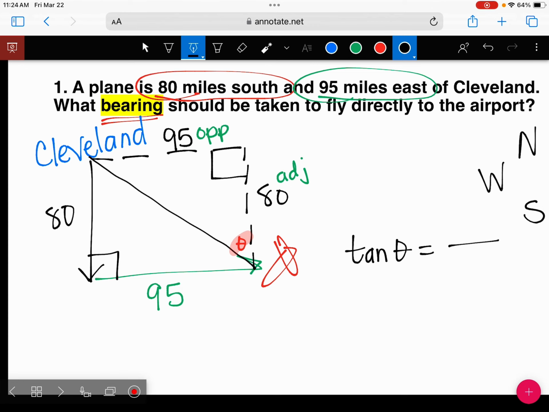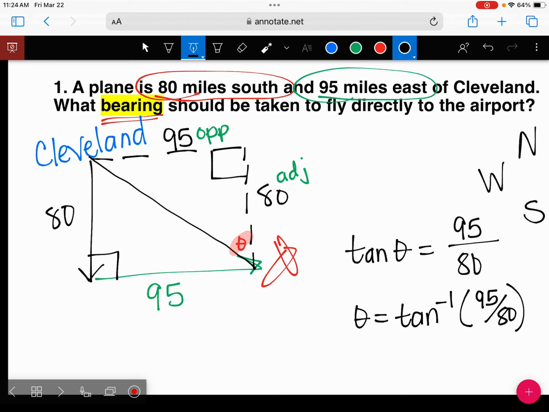So tangent of my bearing equals opposite over adjacent, which means that the bearing, because remember, for angles we have to use the inverse, is the inverse tangent of 95 over 80. And we'll just go to the 10th place.